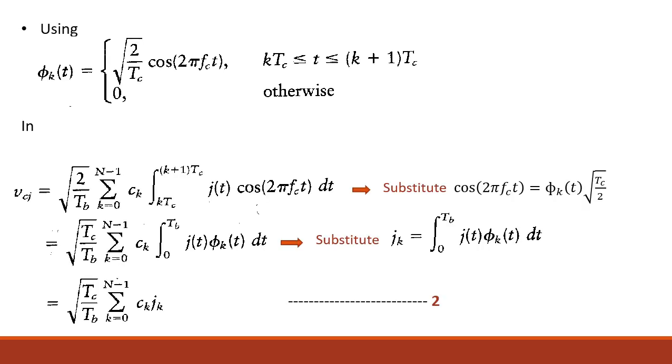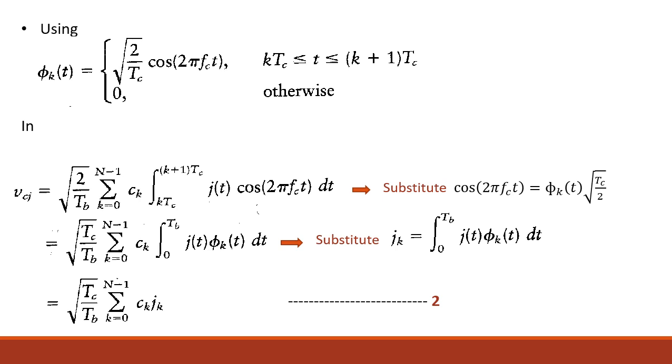So next what we do is we use this relationship, that is phi k of t is equal to root of 2 by Tc cos 2 pi fct between k Tc to (k plus 1) Tc, in the expression for VCJ. That is, VCJ, as we had seen in the previous slide, is equal to root of 2 by Tb summation k going from 0 to n minus 1 Ck integral k Tc to (k plus 1) Tc j of t into cos 2 pi fct dt.